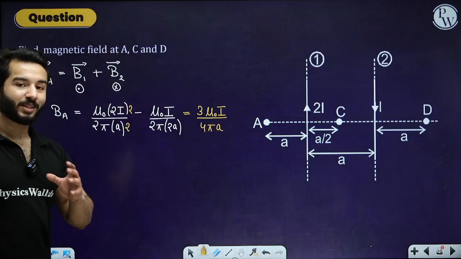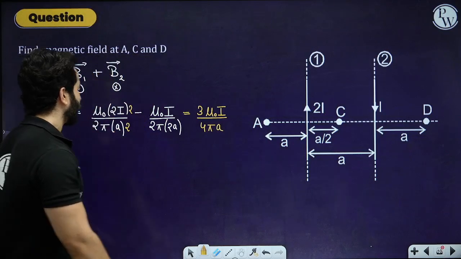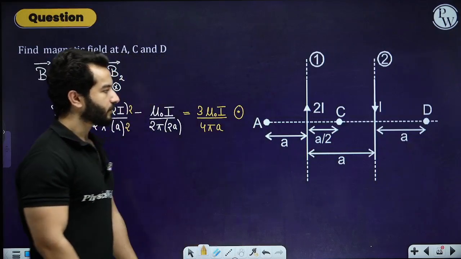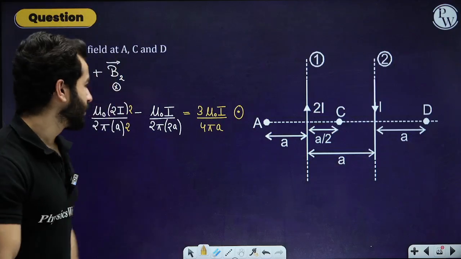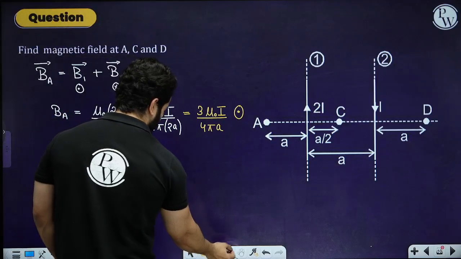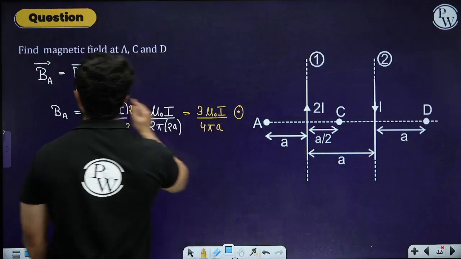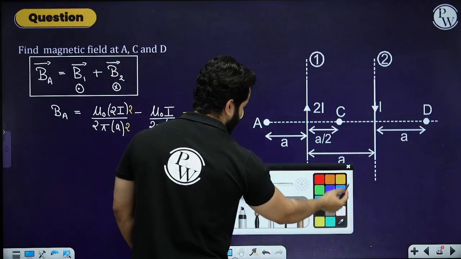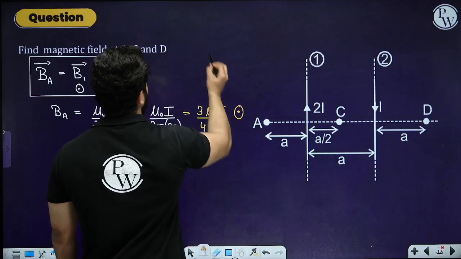And what is going to be the net direction? This magnetic field is of course greater. So the net direction is going to be dot. Hopefully everything is clear, right? So this was the first magnetic field at point A. Now let's talk about magnetic field at point C.